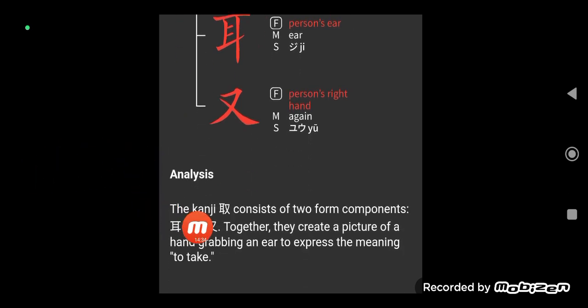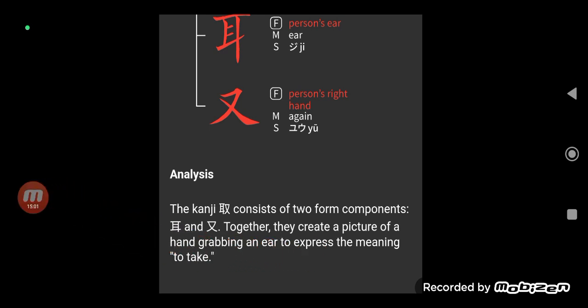So analysis: the kanji shu, onyomi of shu, kunyomi of toru, consists of two form components: the mimi or ear, and this mata or right hand. This is a right hand. Together they create a picture of a hand grabbing an ear, hence expressing the meaning to take.